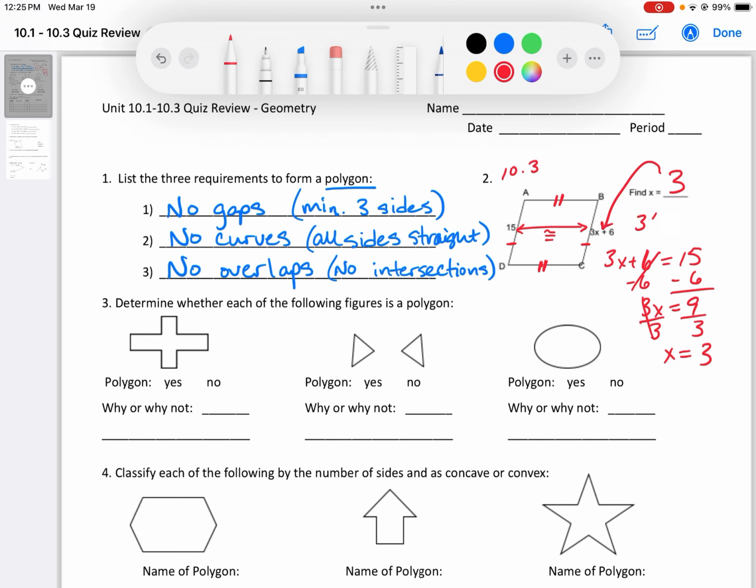And you could always double check your work by plugging it back in. 3 times 3 plus 6 equals 15. And both of those sides should equal 15.